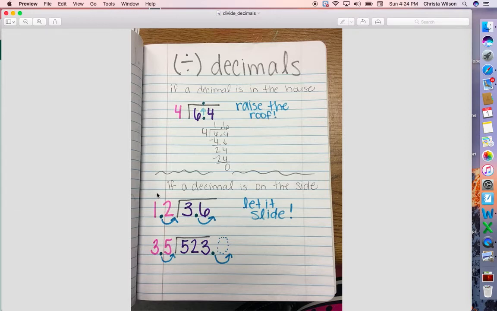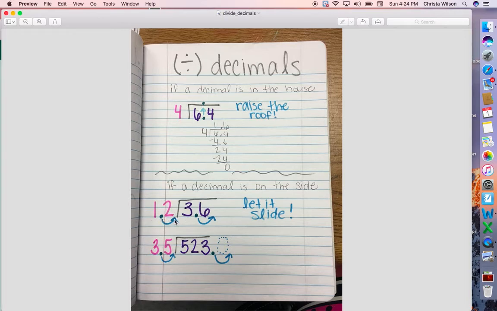Okay, so here's another instance. If the decimal is on the side, right, like it is right here in this divisor, we have 1 and 2/10 divided into 3 and 6/10. Well, if there's a decimal on the side, then you let it slide. What that means is you slide this decimal over one place, and what you're trying to do is make a whole number of this divisor.